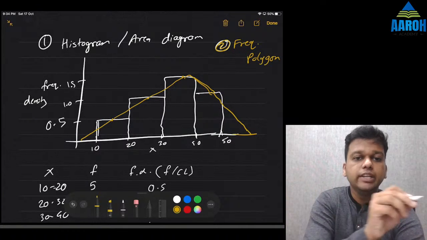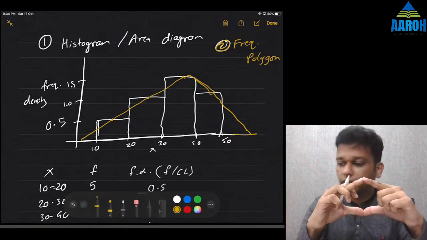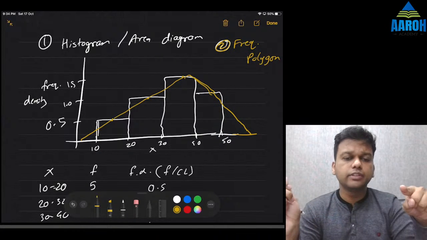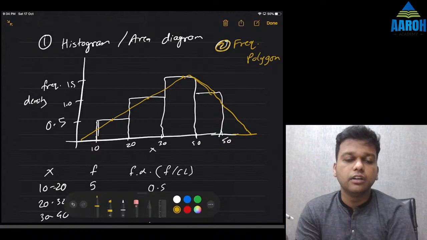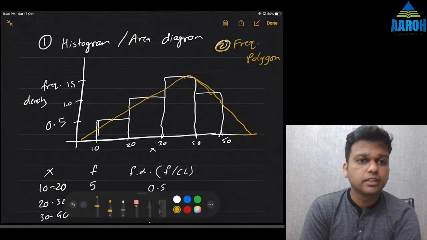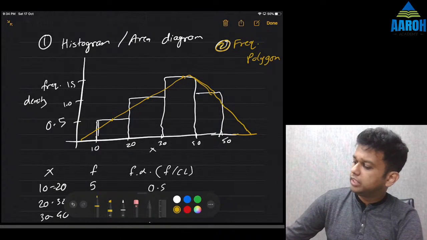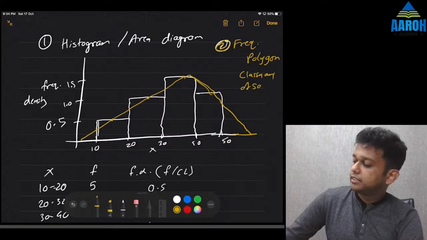That is why we get a polygon. Polygon means a closed figure of a certain number of sides. So we are getting a closed figure. It is closed on the x-axis and it is joining midpoints of the histogram. That is called a frequency polygon. A frequency polygon can be plotted only when classes are of the same length.